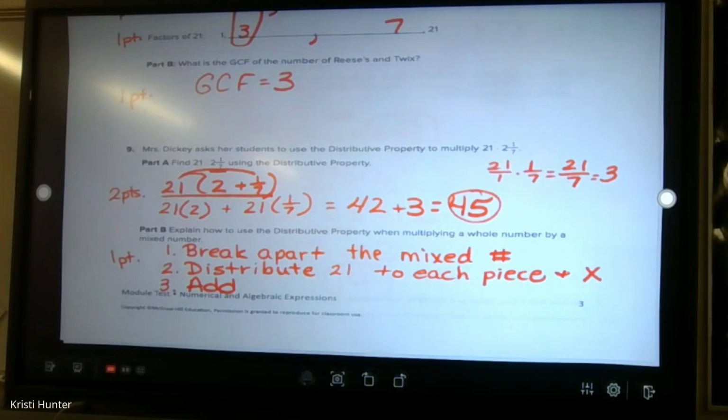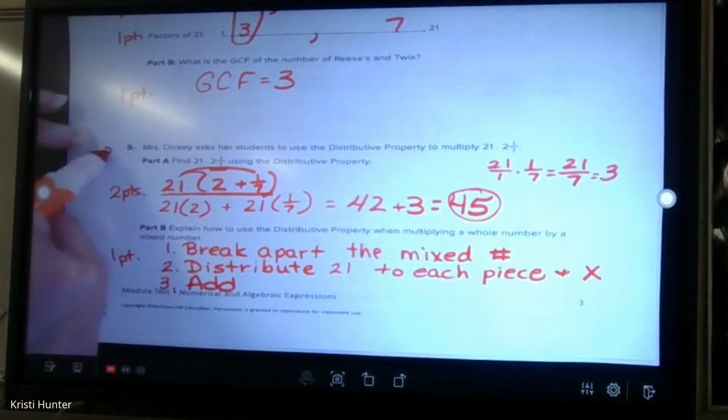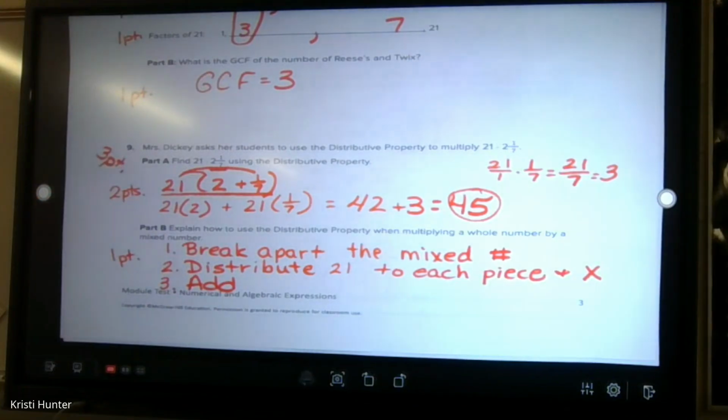So again, question 9 is a 3-point question. This is a breakdown of how I'm going to score each part of that.